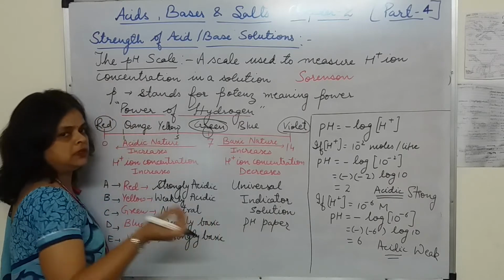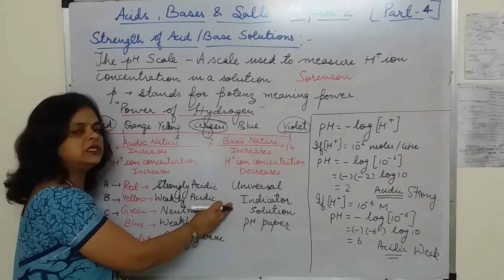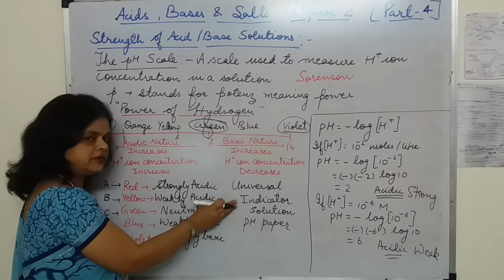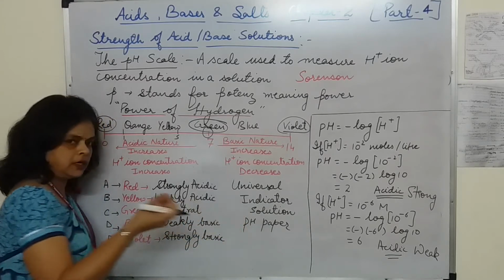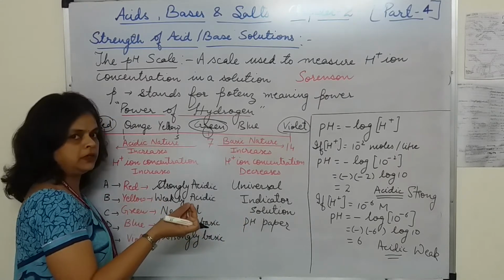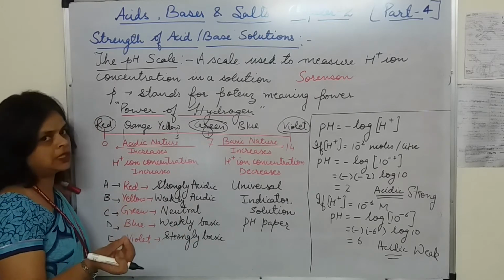What is this pH paper? It is fine filter paper dipped in universal indicator solution. They are impregnated with this solution and then dried. You can simply take out a strip of pH paper and dip it in any of the solutions, and it shows a color change.